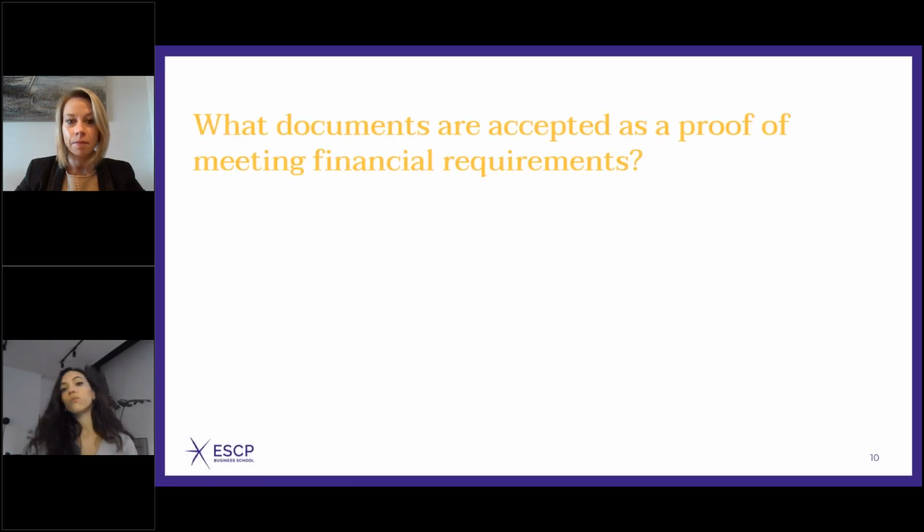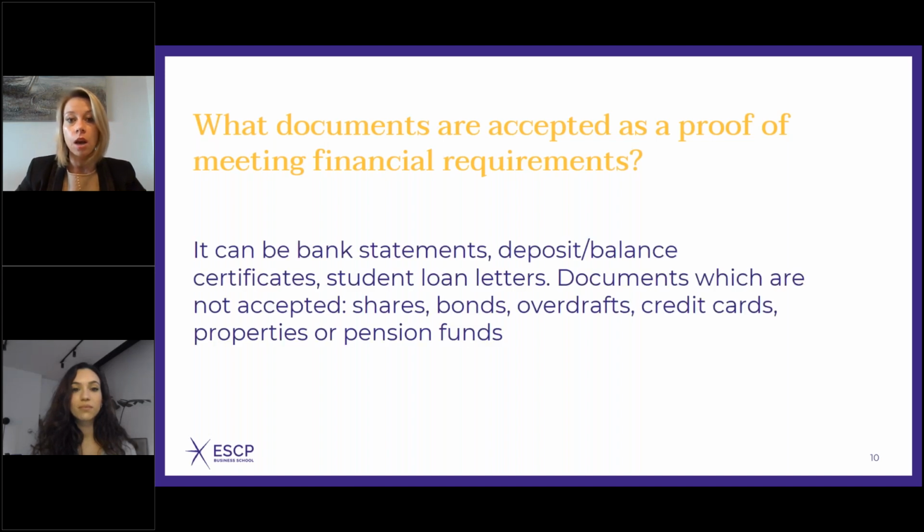One of the questions we get a lot is, what documents are accepted as proof of meeting financial requirements? Yes, this is a very good question indeed. Mostly the Home Office will be accepting bank statements, deposit balance certificates, and student loan letters. Please bear in mind that bank statements and deposit balance certificates need to show funds held for 28 days. The student loan letter doesn't need to satisfy this requirement. If you get the student loan letter, you don't need to wait 28 days for the money to sit on this loan.